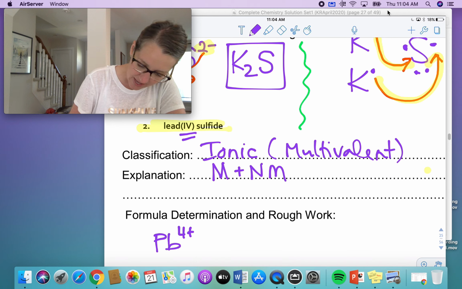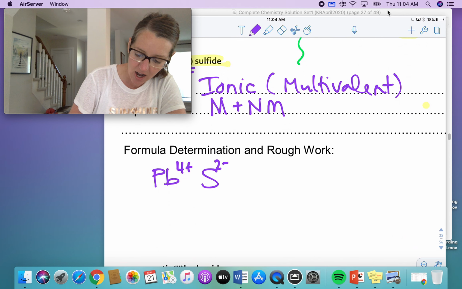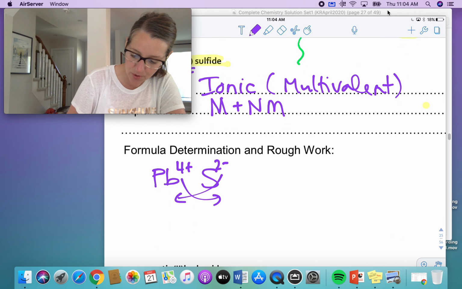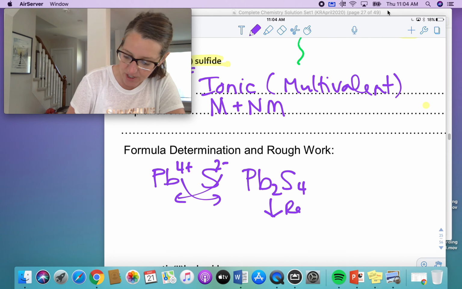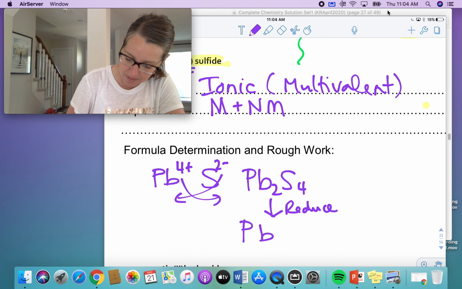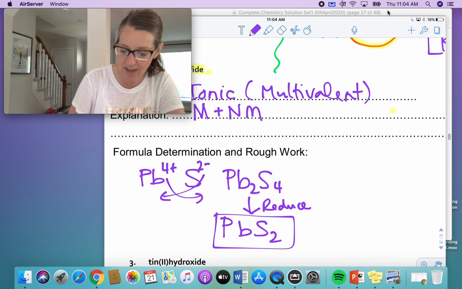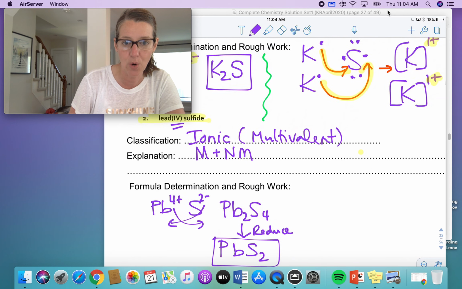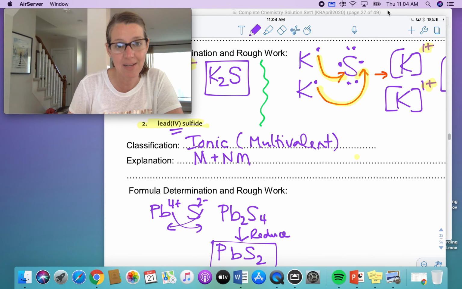Pb4 plus. S, again, use your periodic table to remember that it's S2 negative. I use my ionic charge crisscross rule and I bring it down. Pb2, S4, because it's ionic, you need to reduce it to the lowest whole number ratio, PbS2. That's my final answer. The name of that compound is lead-4 sulfide. Could you do the reverse work to figure out the name given the formula? Yes, I'm sure that you can.